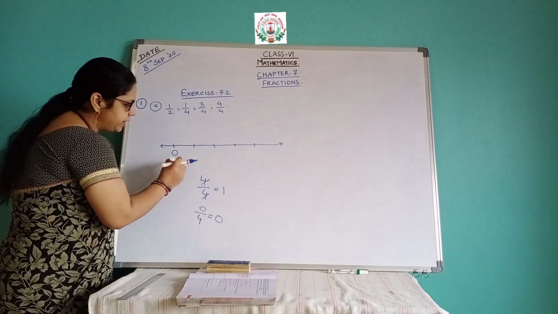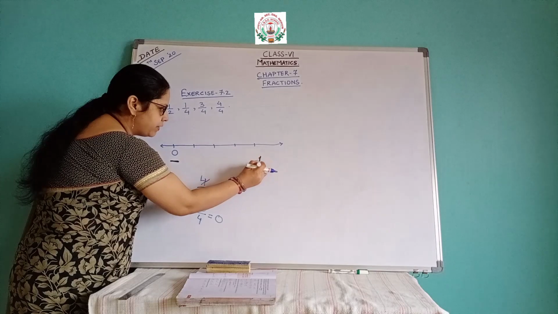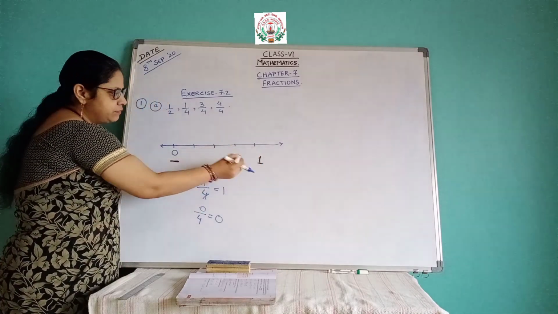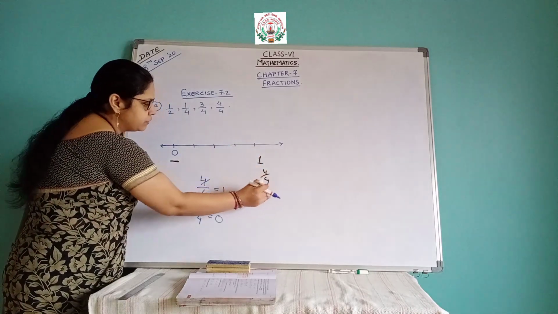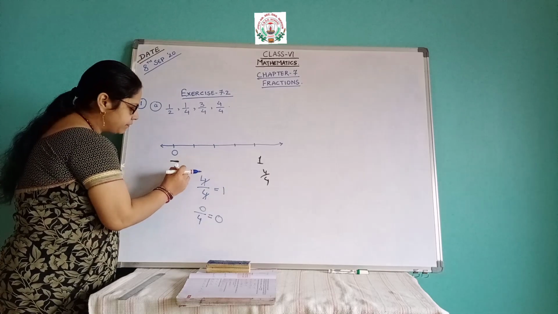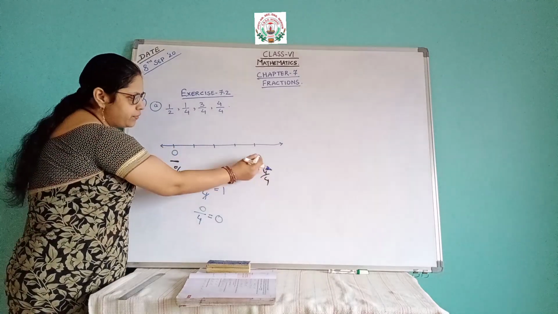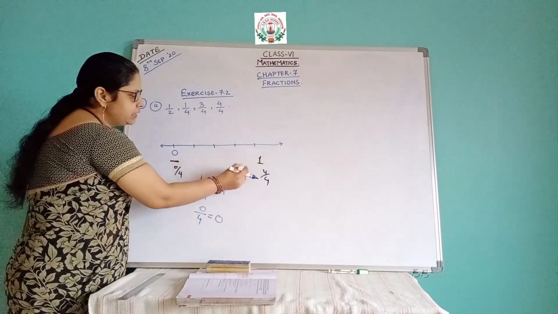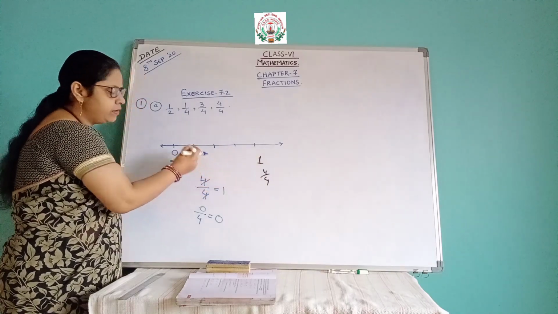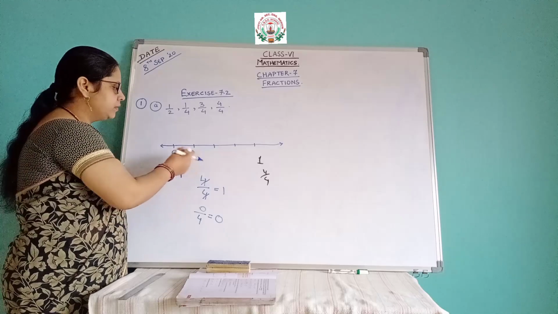This is the 0 point and this point will be the 1 point. The 1 point is 4 by 4, and the 0 point is 0 by 4. It is 0 by 4, that is 0, and 4 by 4, that is 1. And between them will come 3 by 4, 2 by 4 and 1 by 4.